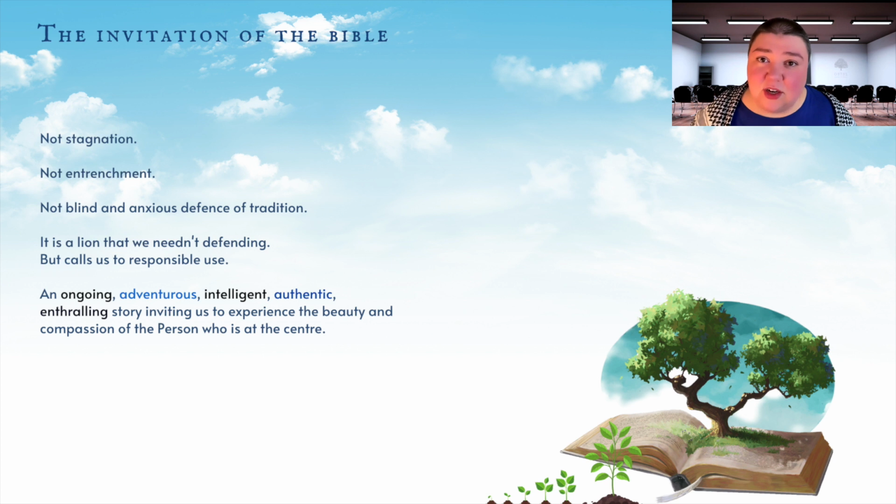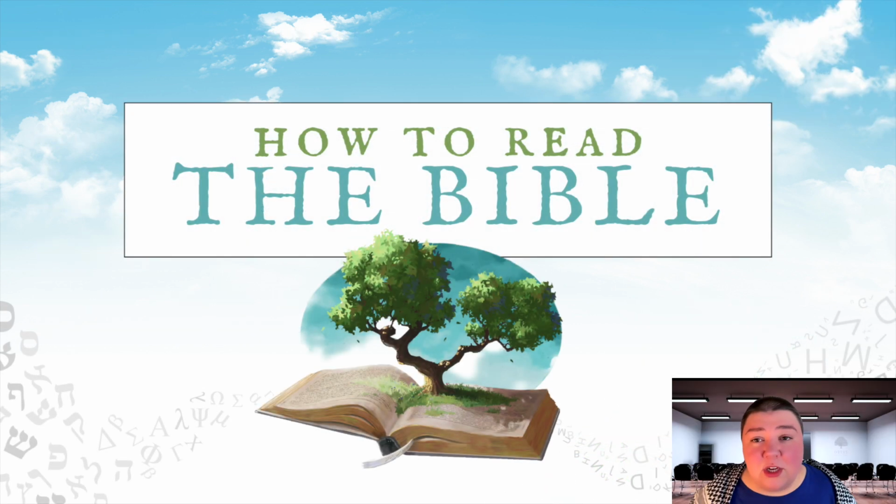Not stagnation, not entrenchment, not blind and anxious defense of tradition. It is a lion that we needn't defend or prop up, but calls us to responsible use. That is why we chose this logo for this course, the one you've been seeing over the past week, a tree growing out of the Bible, to depict something alive, moving and growing.